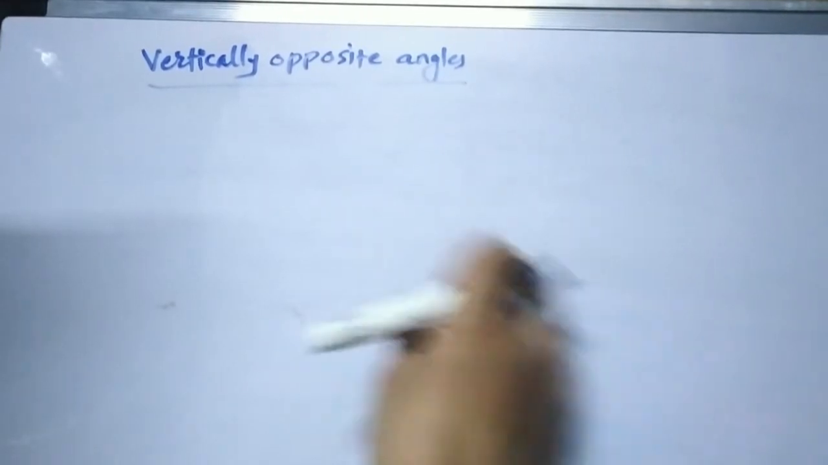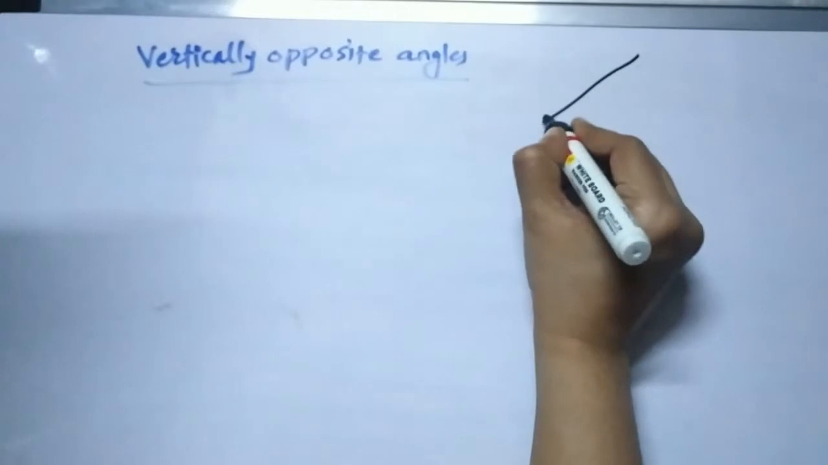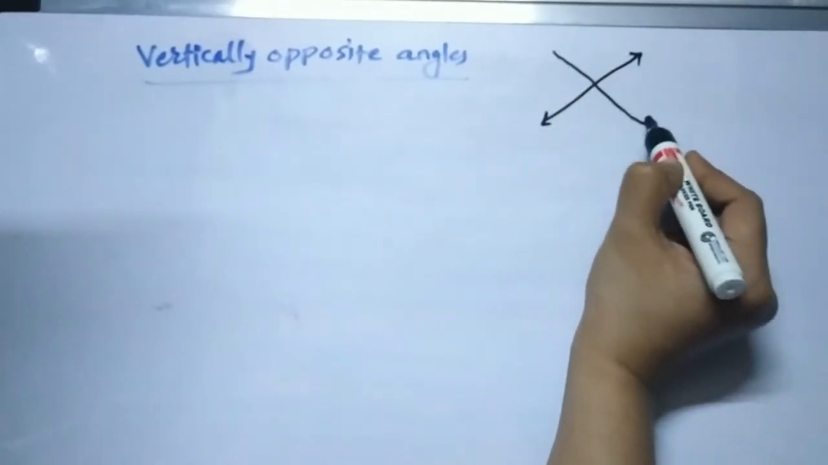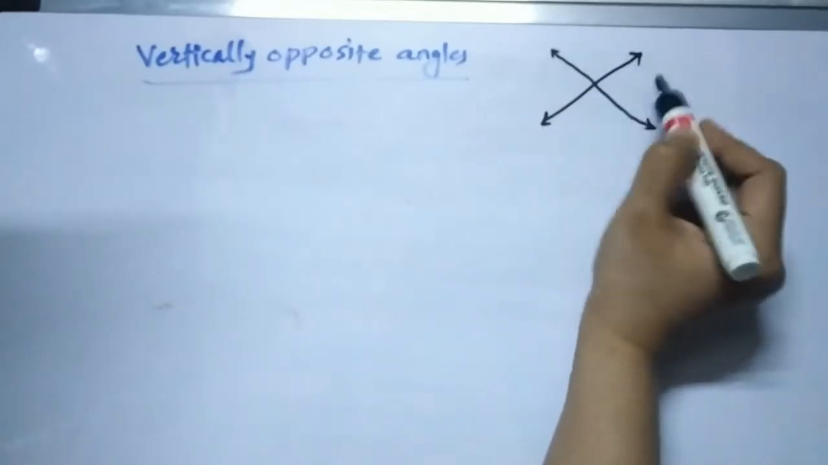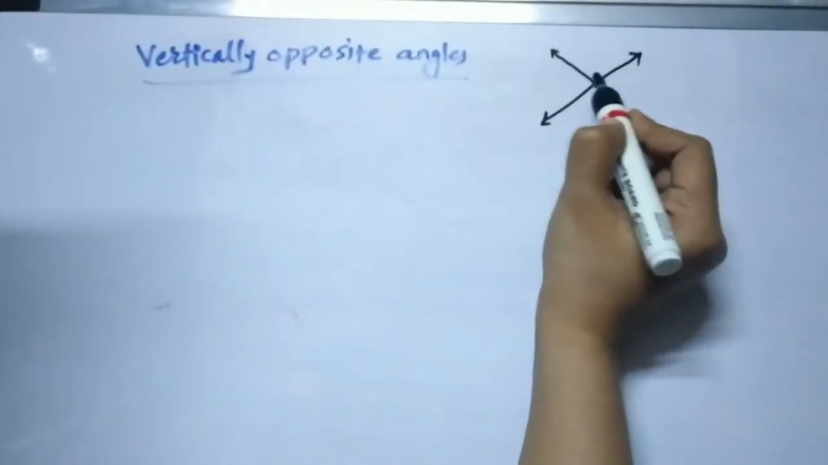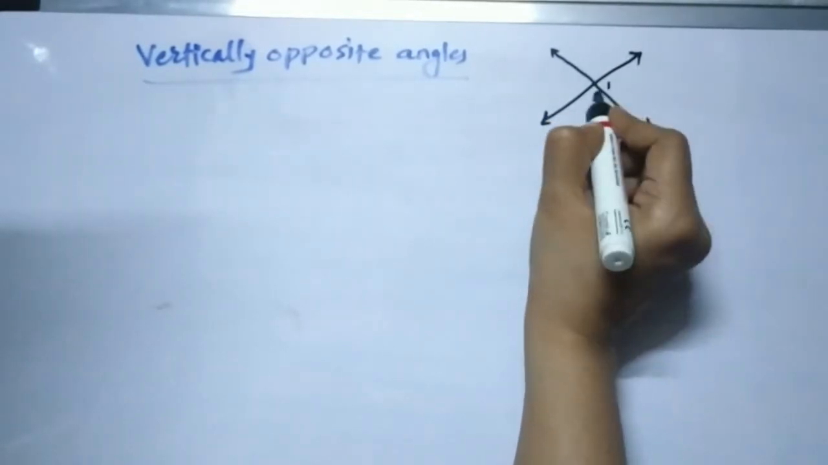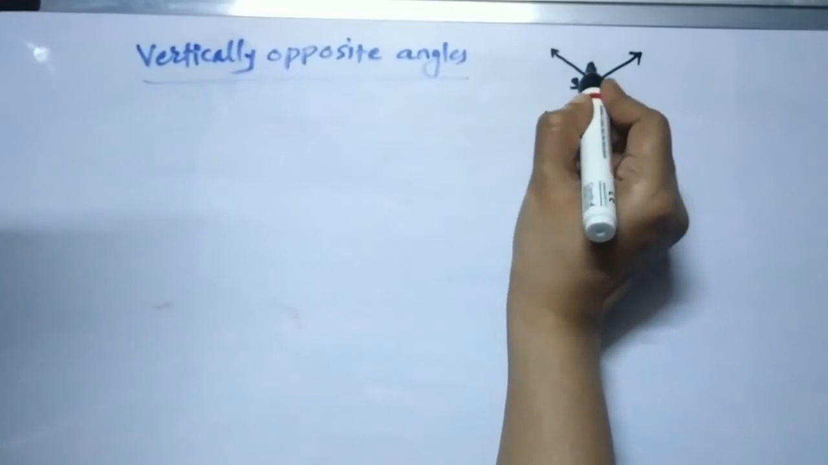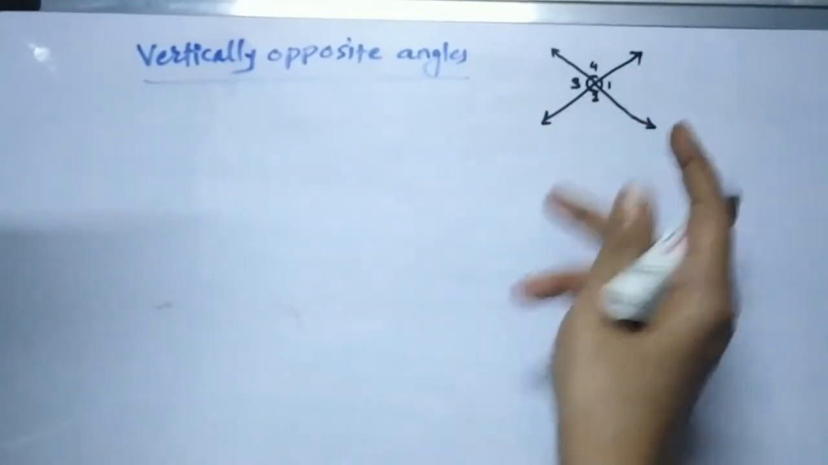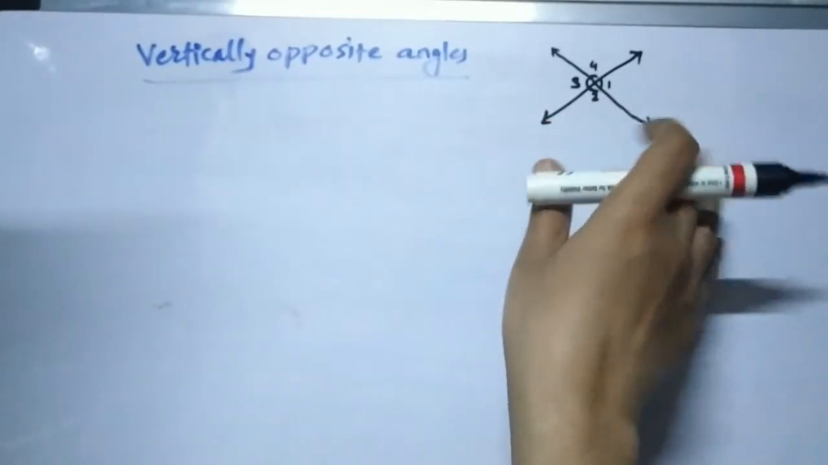So now friends, we want to see about vertically opposite angles. So consider here, when two lines are intersecting each other, this is one line and this is another line, and these two lines are intersecting each other like this. When they intersect each other, they make four different angles. You can see here 1, 2, 3, and 4. Four different angles are forming. So we want to see about these four angles, and they are in pairs.